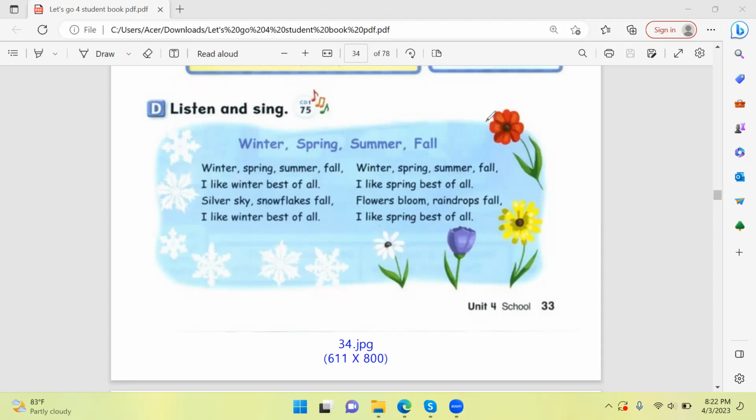Okay, very good. So before we proceed, may I ask you first, Julia, which one of these types of weather do you like the most, your favorite weather? Is it winter, spring, summer, or fall? Can you speak again? All right, I will repeat the question. What is your favorite weather? Which one of these can you choose?